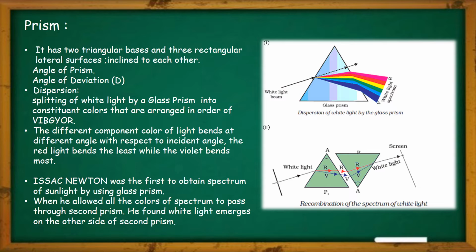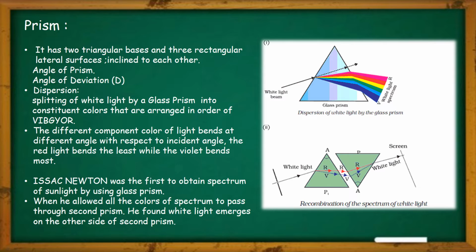You will see that the splitting of white light into a band of colors happens whenever white light passes through this prism. This was first discovered by the eminent scientist Isaac Newton.